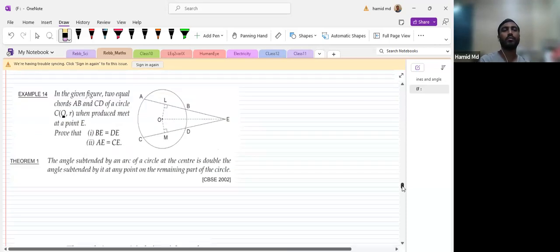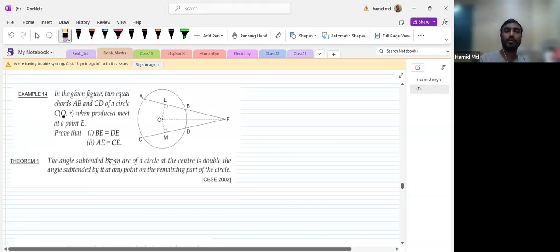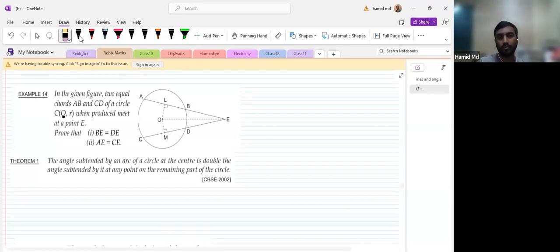Okay, so what was this question? In the given figure, two chords AB and CD of a circle are produced to meet at E. We already did this. So I remember one more theorem was there.